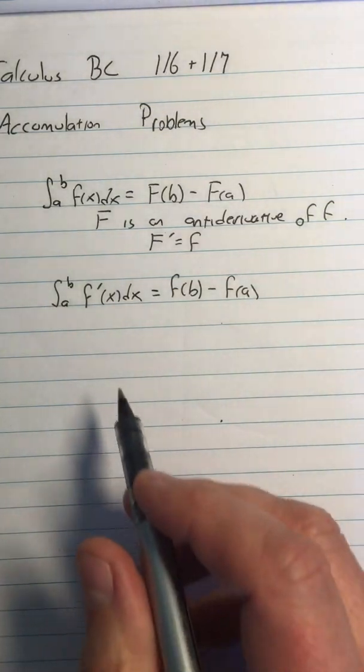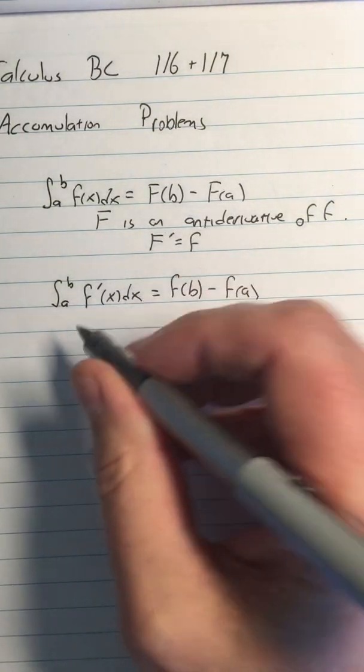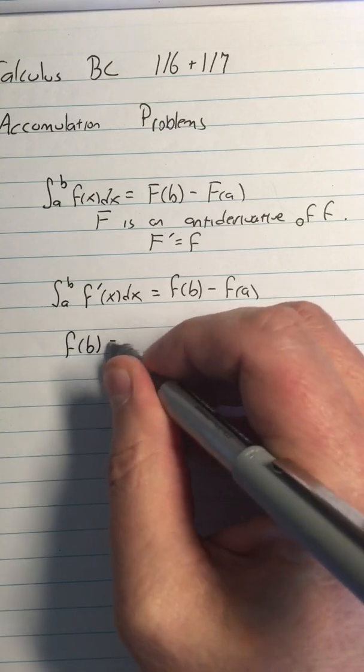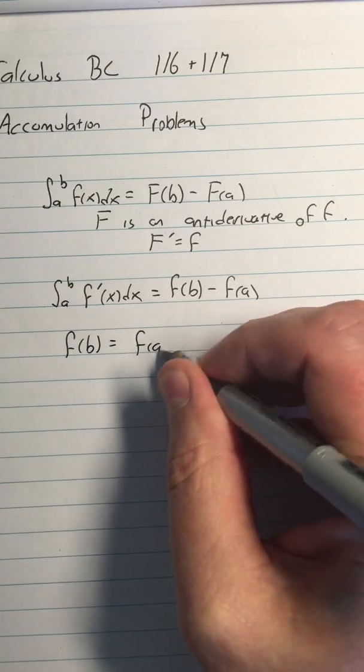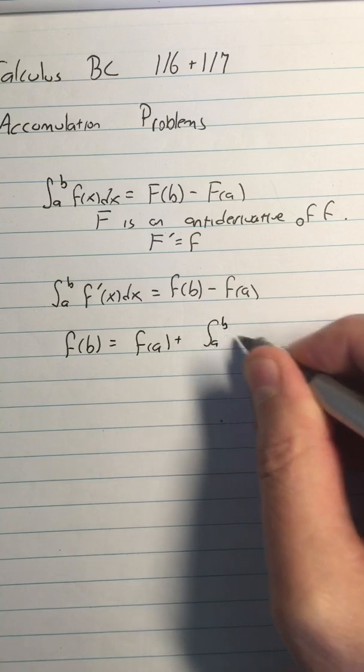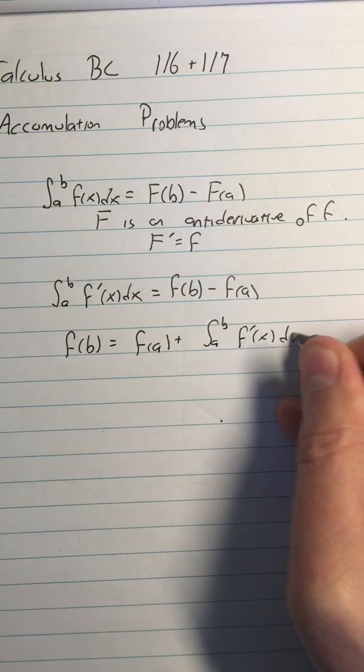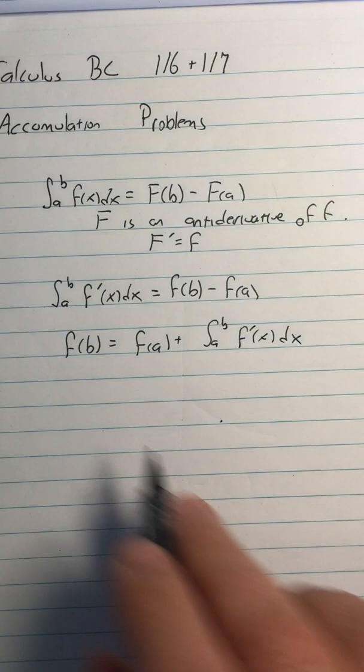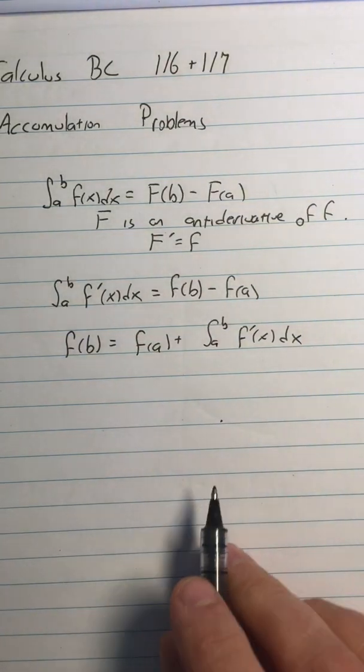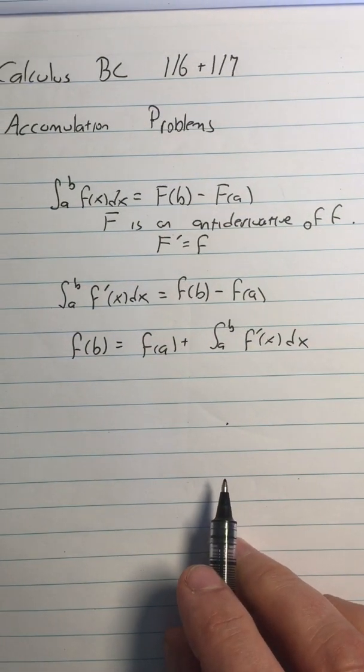All right, so now we just do a little rewrite, and what we get is f of b equals f of a plus the integral from a to b of f prime of x dx. All right, so this is an amazing formula that can do lots of things. So let's throw a little bit of names on it.